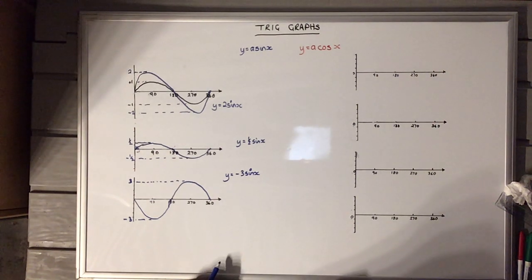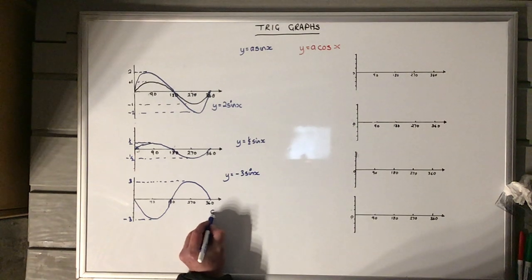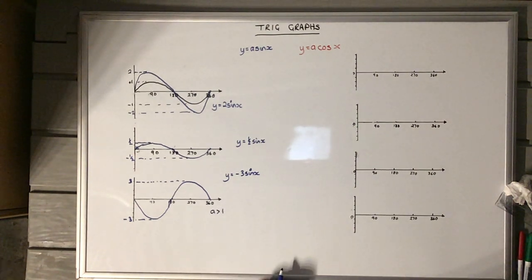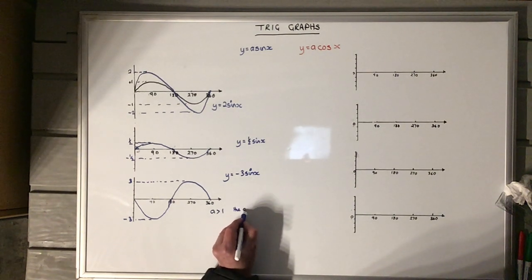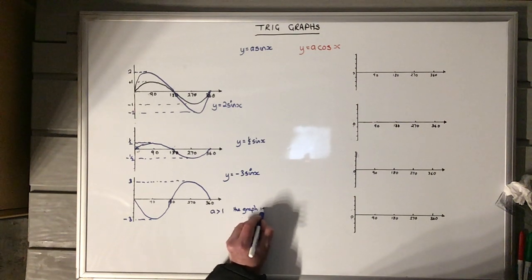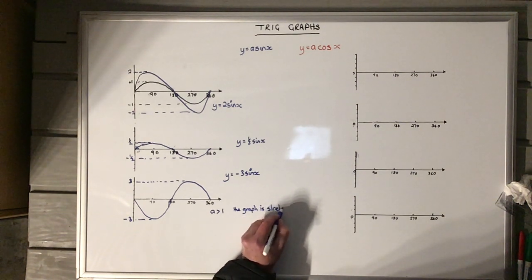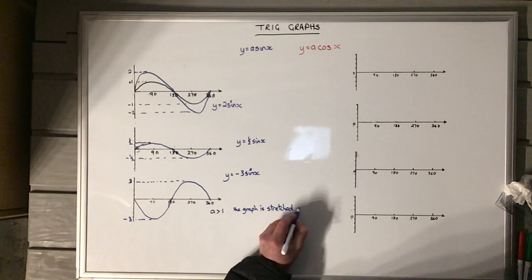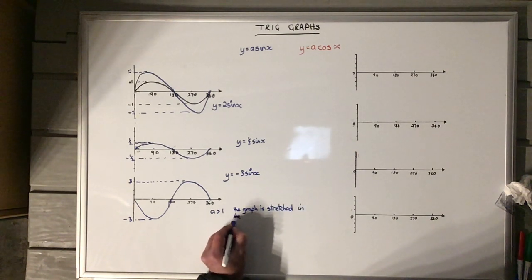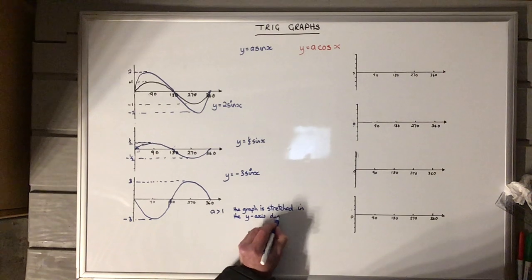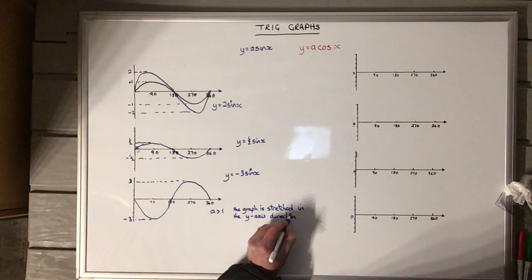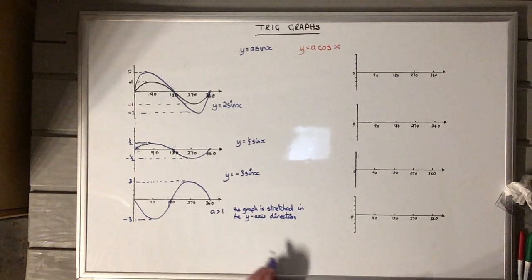Okay. So we can look at a few things there, and we can come up with some wee rules. When a is greater than 1, then the graph is stretched in the y direction, the y-axis direction, vertically essentially. It's been stretched vertically, which is the y direction, when a is greater than 1.